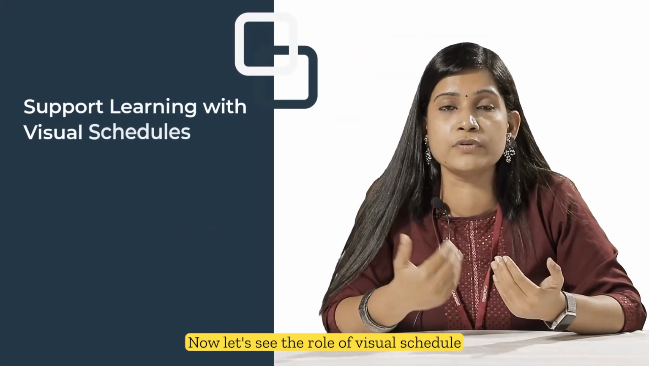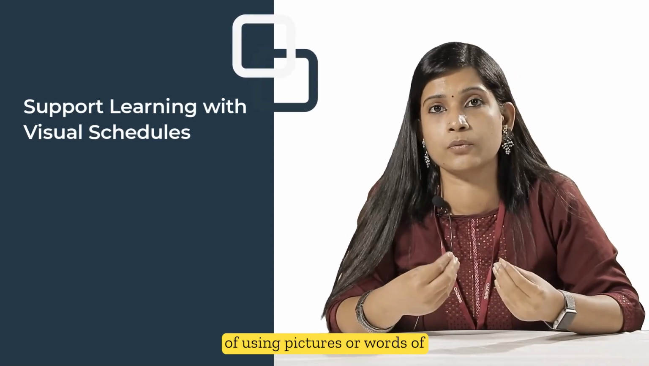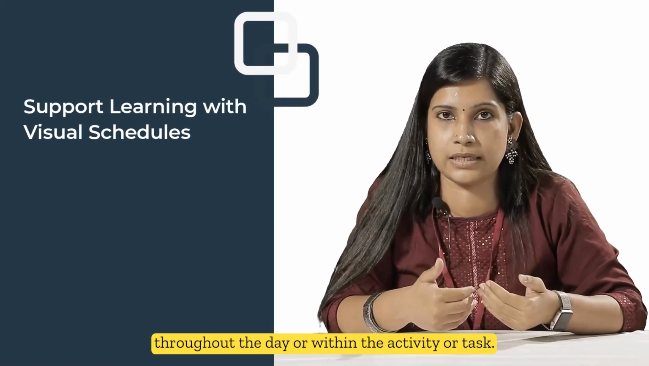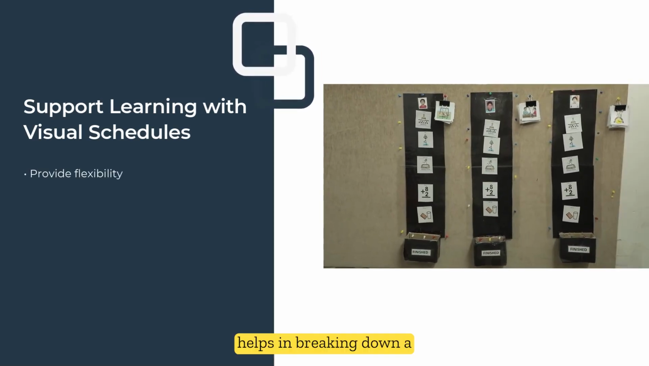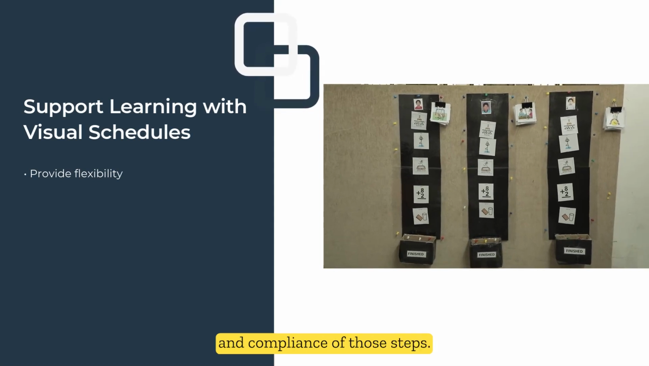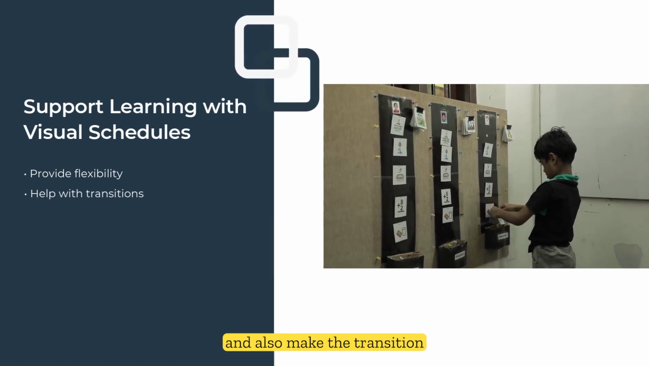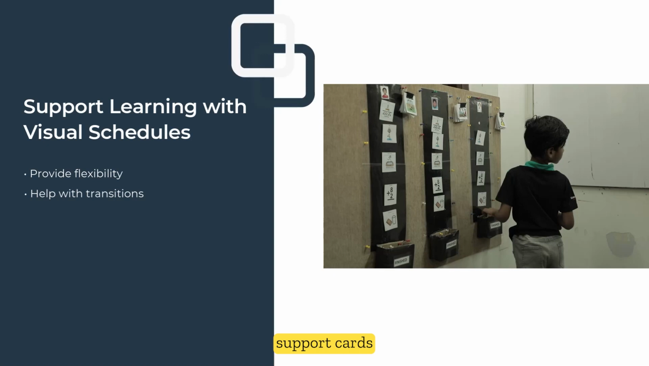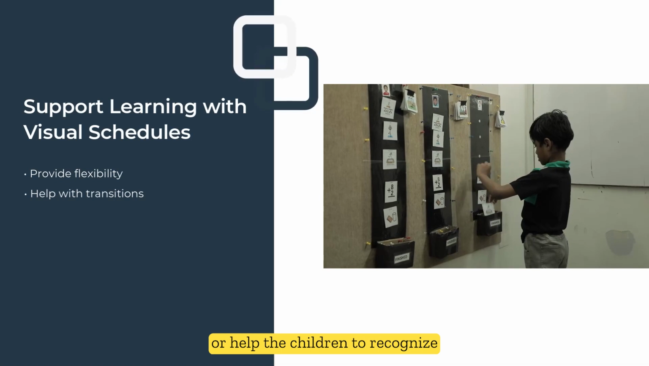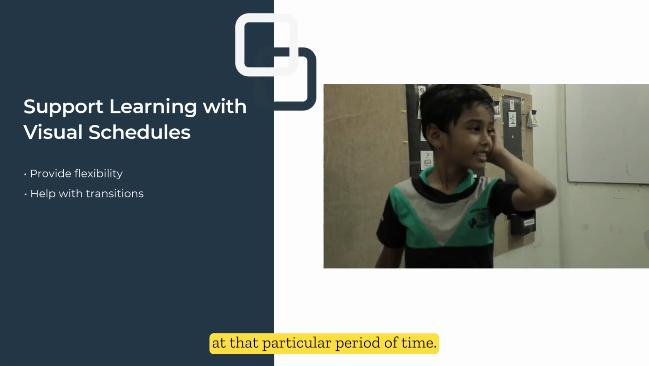Now let's see the role of visual schedule in learning. A visual schedule is a visual representation, using pictures or words, of what is going to happen throughout the day or within an activity or a task. A visual schedule helps in breaking down a task that has multiple steps to ensure the teaching and compliance of those steps. It also helps to decrease anxiety in the children and also makes transitions easier. Visual support cards like activity cards and play cards can be used to help the children recognize the dedicated areas in their home and what they are supposed to do at that particular period of time.